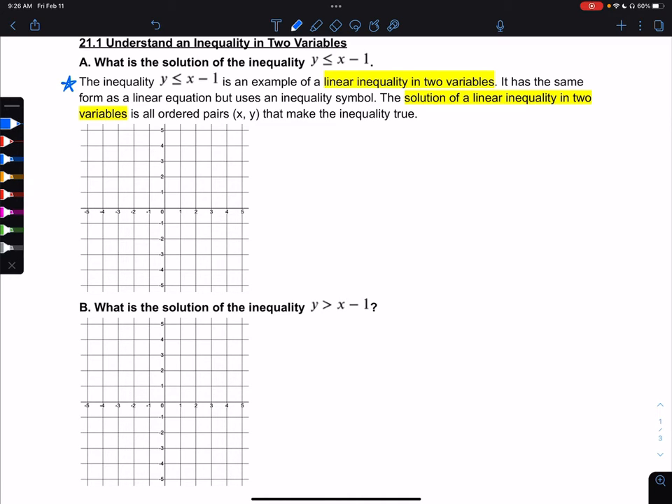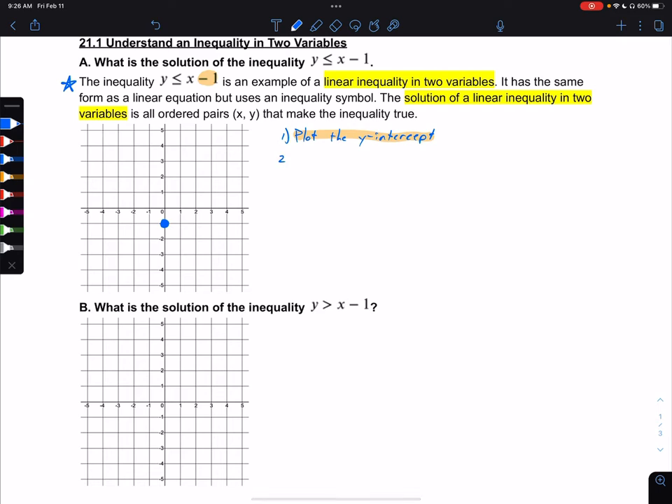Okay, so to solve these, there's really four things you want to look at. Let's say step one is plot the y-intercept. In this example, we have y is less than or equal to x minus 1, so our y-intercept is negative 1. So I want to plot that point on the y-axis at negative 1.